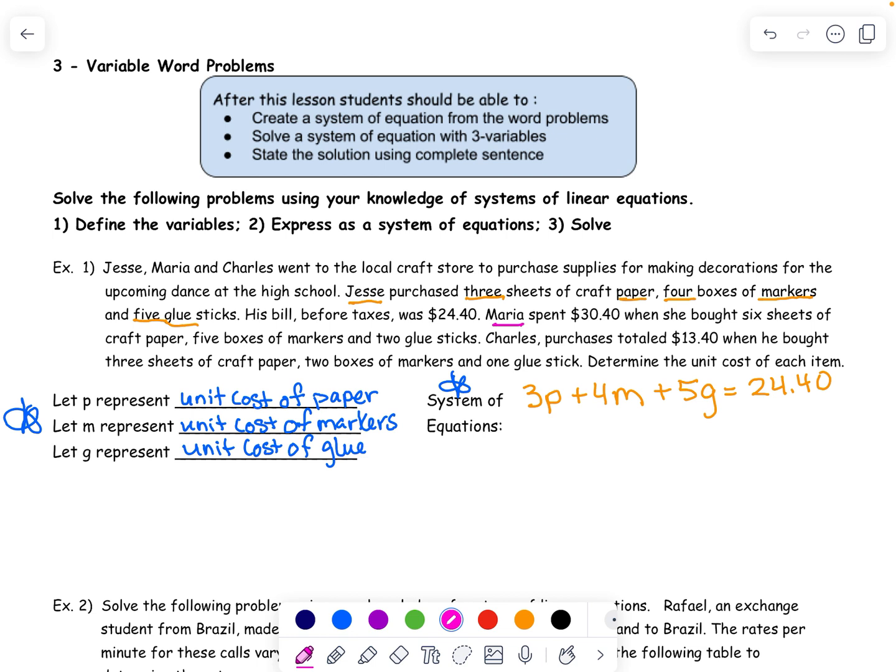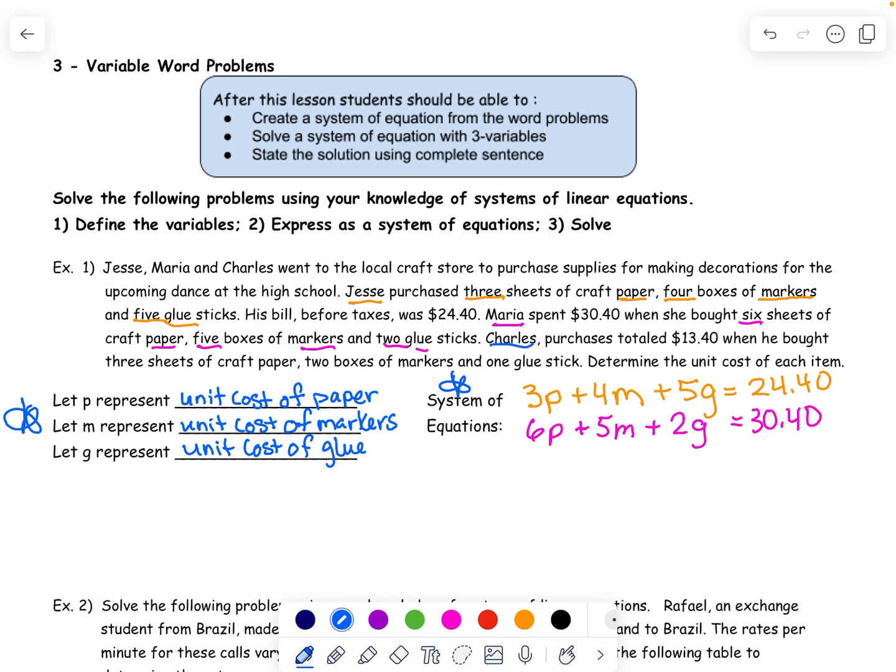Now, Maria, she spent $30.40, but she bought 6 sheets of paper. She bought 5 markers, and she bought 2 glue sticks.